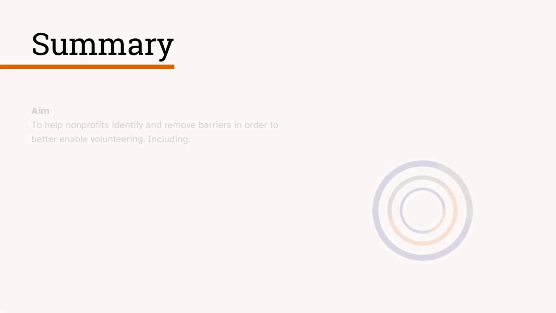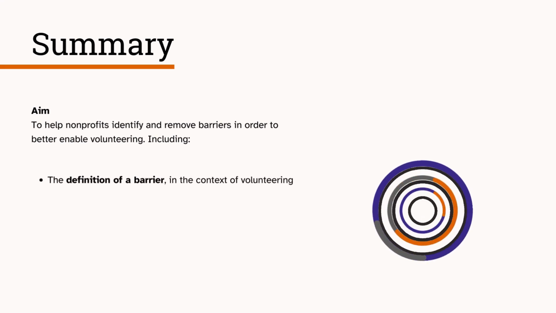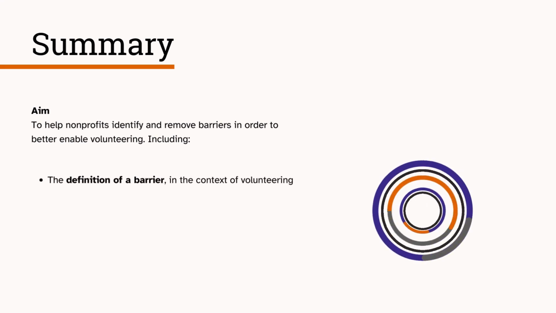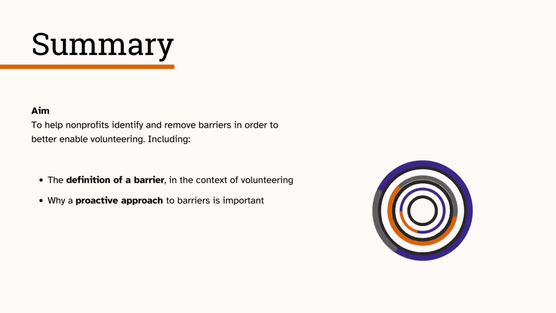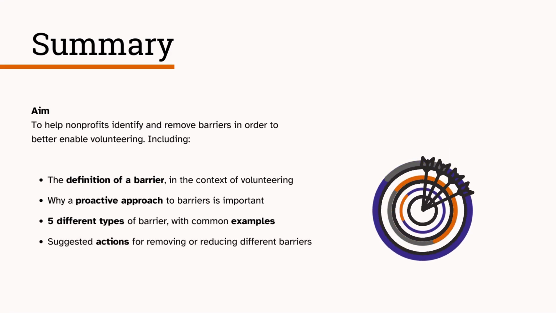The aim of this guide was to help nonprofits identify and remove barriers in order to better enable volunteering. To achieve this aim, we've looked at what we mean by a barrier in the context of volunteering, why it's important to take a proactive approach to barriers, 5 types of barrier along with some common examples, and suggested actions for removing or reducing different barriers.